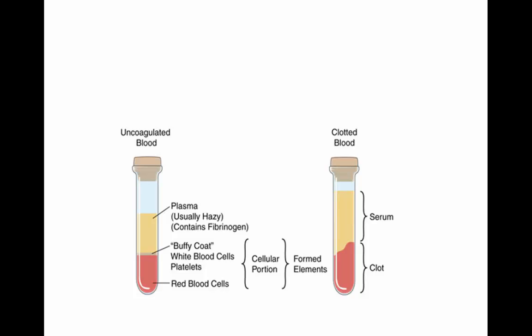When you look at this, it shows you uncoagulated blood in the tube on the left, and on the right, clotted blood. It explains there that plasma is usually hazy, containing the fibrinogen. You have the buffy white coat, which is white blood cells and platelets, and then you have the red blood cells at the bottom. In the clotted blood, you've got the formed elements. Serum is at the top and the clot is at the bottom.